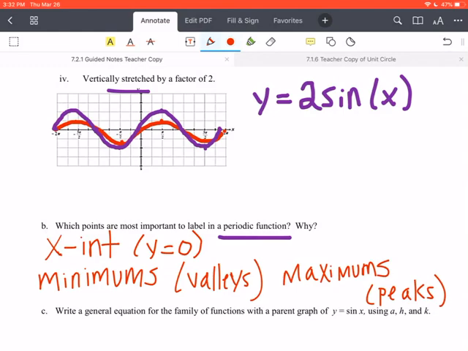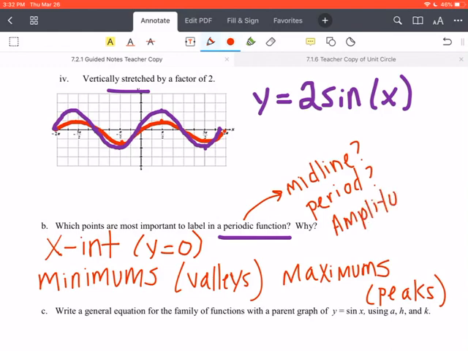Okay, so things that we have to consider are maybe where the midline is. How long is the period, or the repetition of the pattern? And then also, what is the amplitude? Now, amplitude is controlled by the stretch factor. Okay, so the amplitude on number 4 here was 2. Normally our amplitude is just plain old 1.